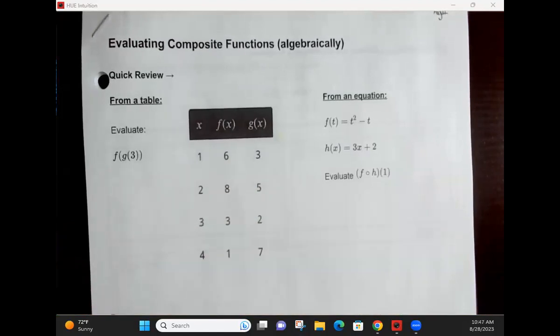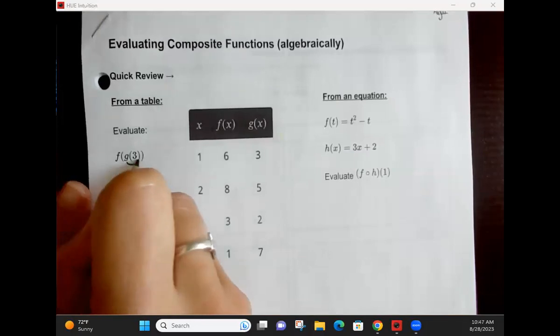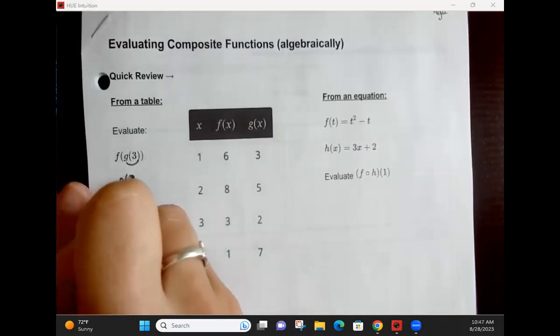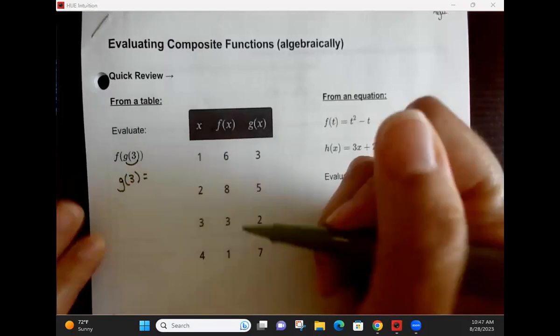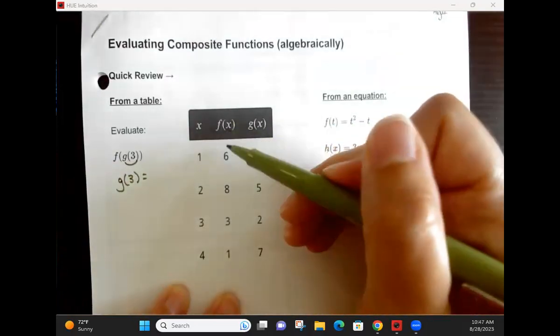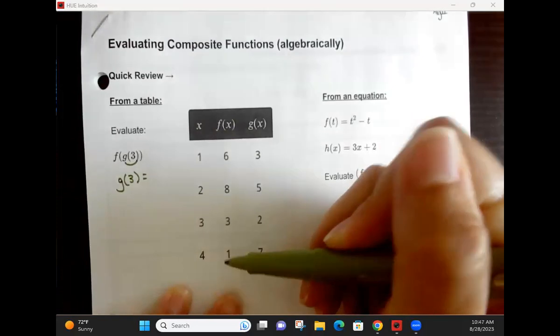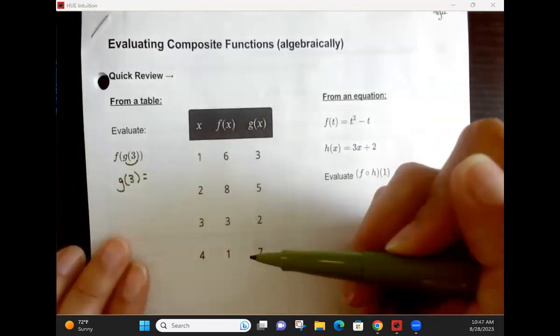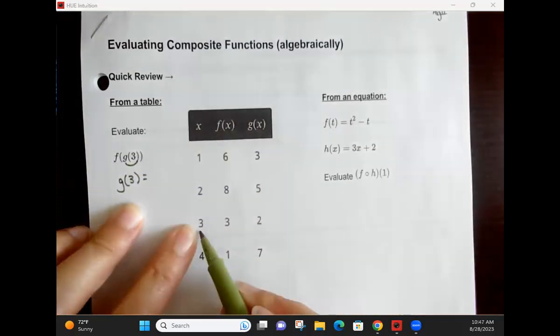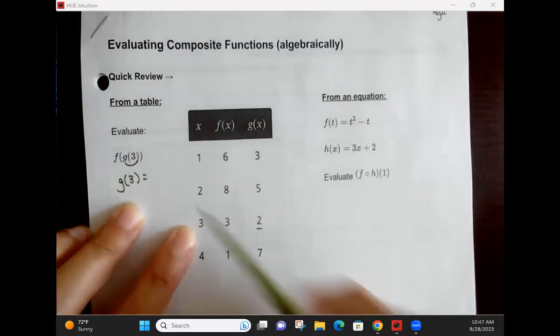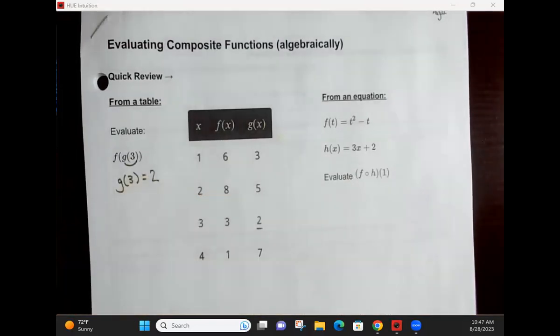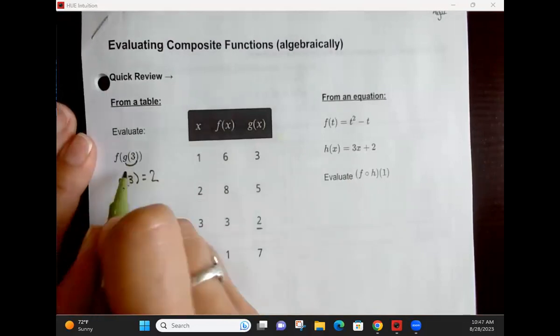We're going to do a really quick review of everything that we have looked at so far with our composition of functions. Okay, so for f of g of 3, remember when we're evaluating a composition, we start with the insides. We start with g of 3. So g of 3, if I look at my table here are my x values, and then f of x, so my outputs for f, and my outputs for g of x over here. So g of 3, when my input is 3, for g of x, our output is 2. And that's the inside piece.